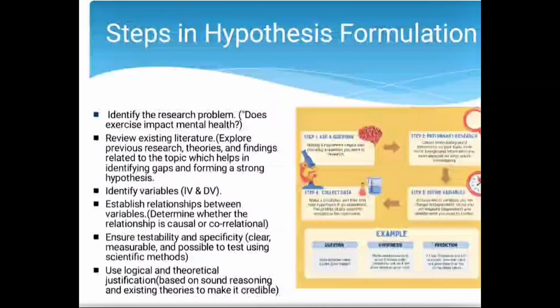Steps in hypothesis formulation. First of all, we have to identify the research problem. Like does exercise impact mental health? Then review existing literature. Explore previous research, theories and findings related to the topic, which help in identifying gaps and forming a strong hypothesis. Then determine the variables. What is the independent variable and dependent variable. Then establish the relationship between variables. Determine whether the relationship is causal or correlational.